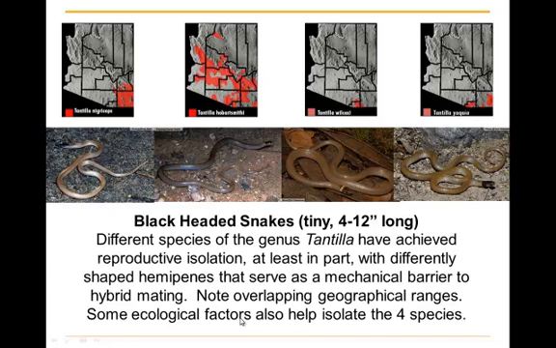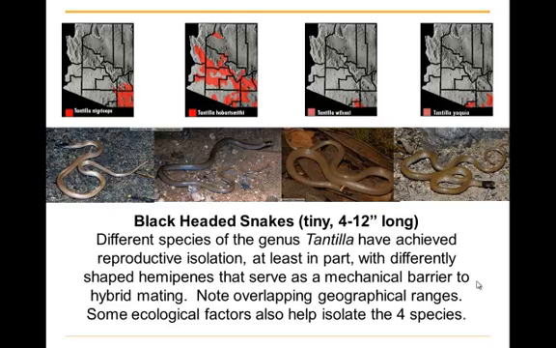In addition, there are some ecological factors that help to isolate the 4 species as well, with slight differences in habitat preference where they're less likely to encounter the different species. But nevertheless, it is interesting that the reproductive organs can be modified, kind of like a lock and key. I don't think it's nearly so absolute as that.